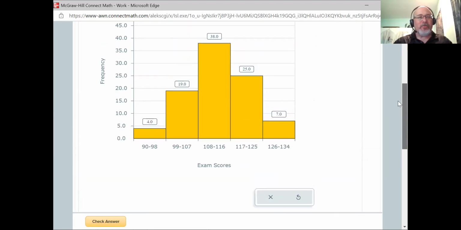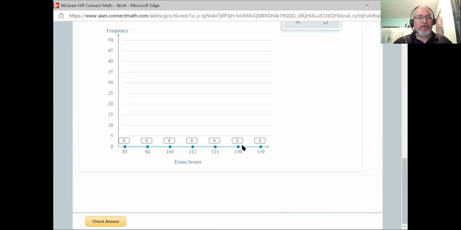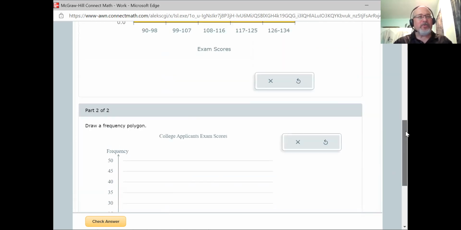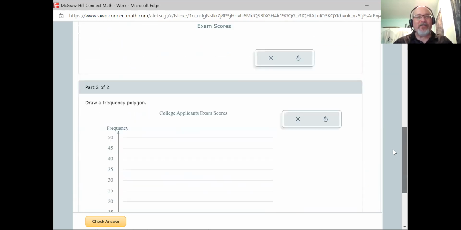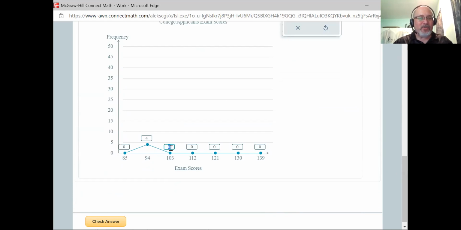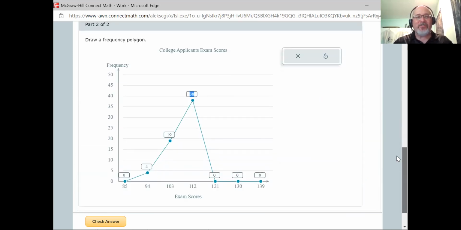The first frequency was 4, so we can raise this up to 4, or not. Looks like it's just going to skip by 5s. So we don't have a choice. We got to type 4 there. The next frequency was 19 and then 38. Can I drag this one up? We'll just type it, 19, 38. And then the last two frequencies were 25 and 7.